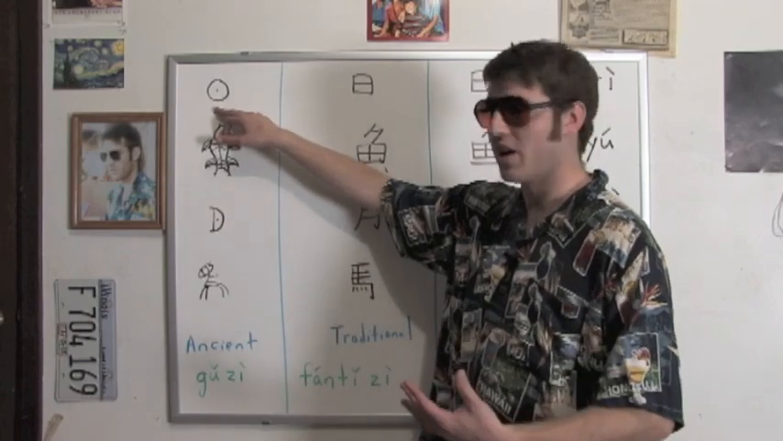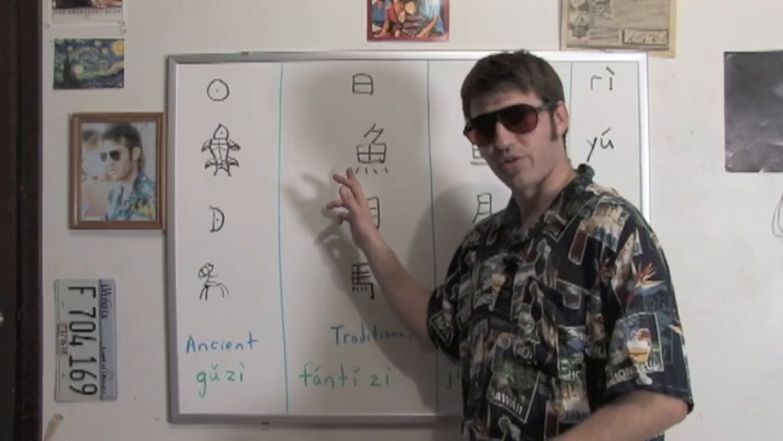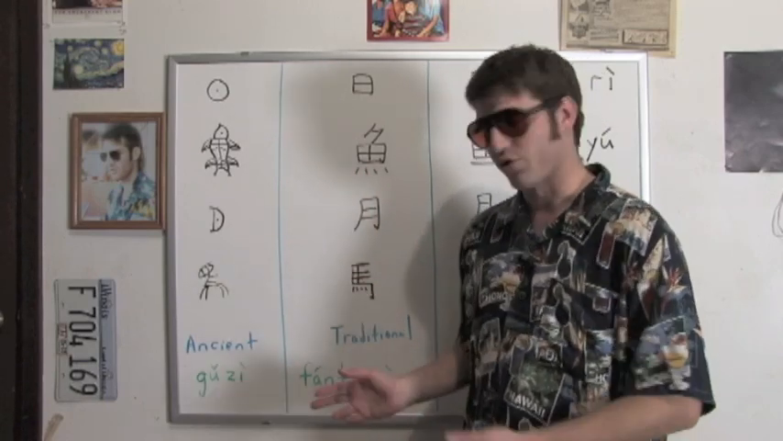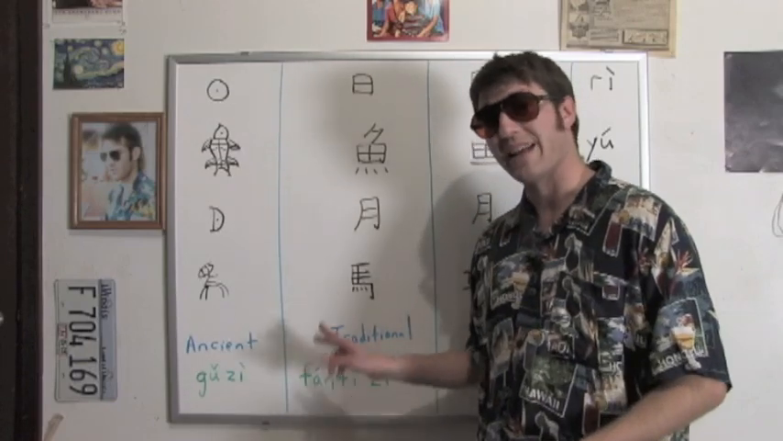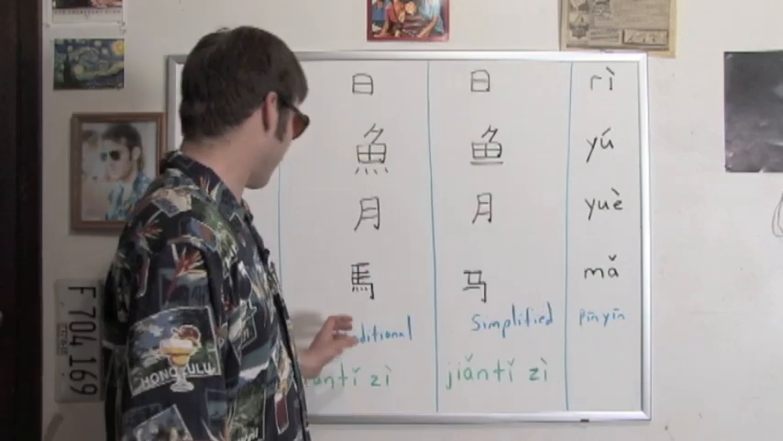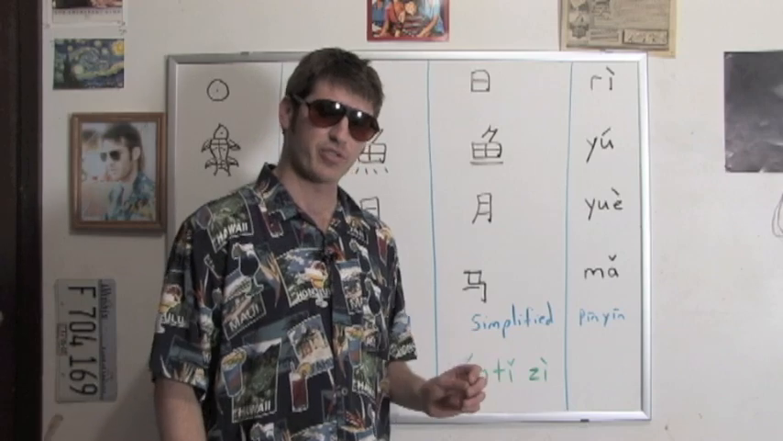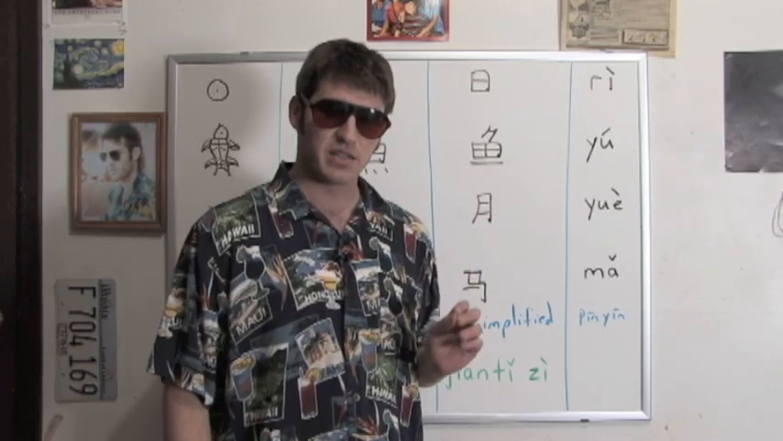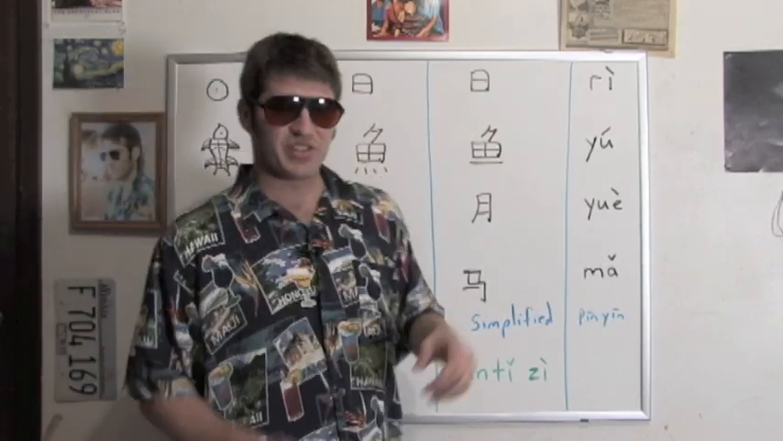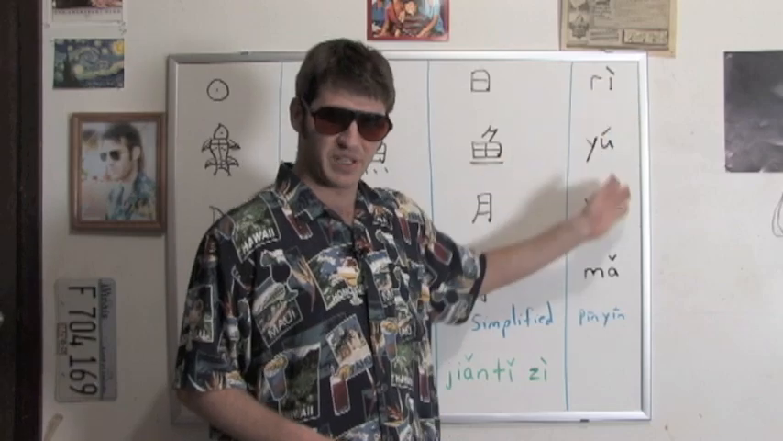So here, the sun moves to this character we use today. Fish, this traditional character used today. Moon, horse, these are traditional characters. They're known as fan ti zi. Now, some of the fan ti zi are the same as the new simplified characters known as jian ti zi. So you can see the ones that are very simple with just a few strokes are the same, like this one, zhi, there's the pinyin.